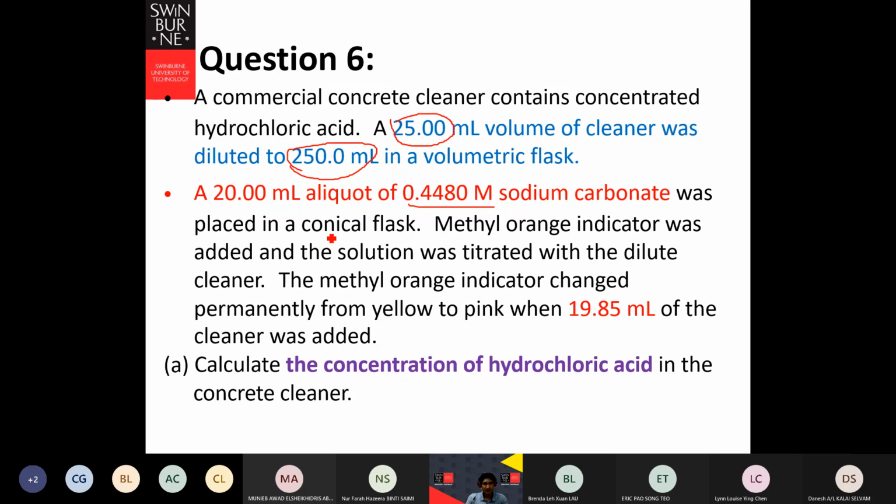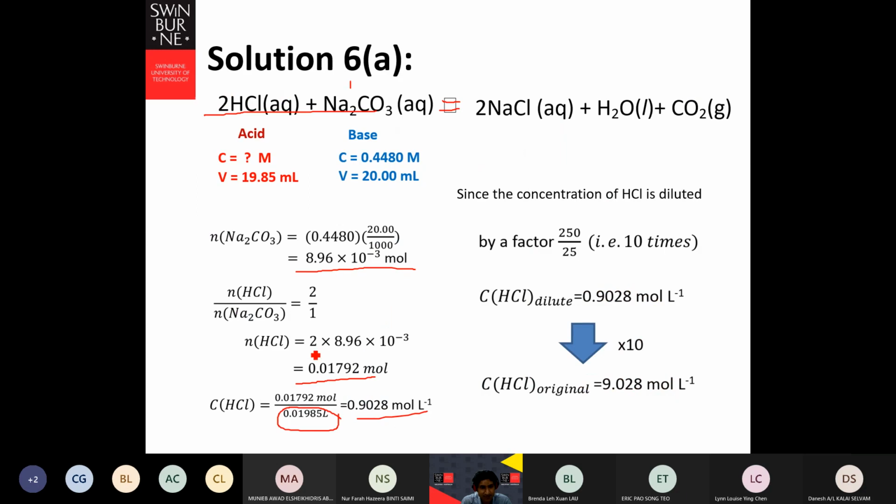So that is why it is better to do the dilution. But how many times has it been diluted? 25 milliliters was diluted to 250 milliliters. So it is a 10 times dilution, right? And this calculation is for this diluted solution.